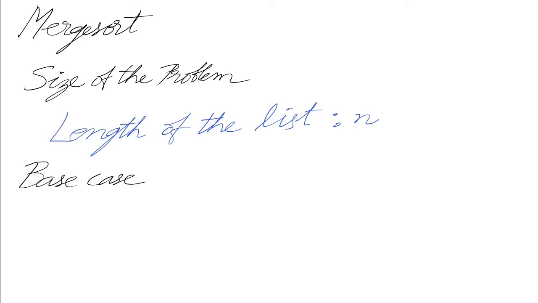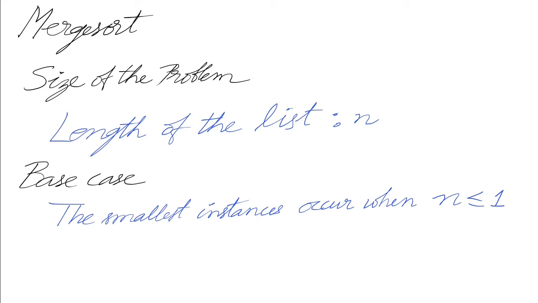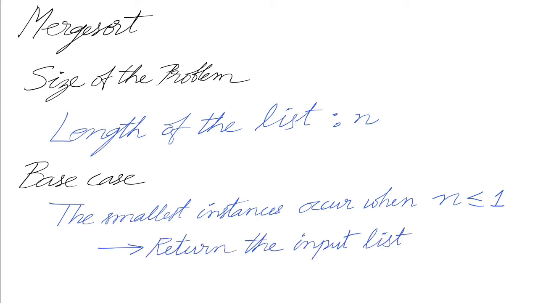What is the base case? The smallest instances occur when n is less than or equal to 1. If so, we return the input list.